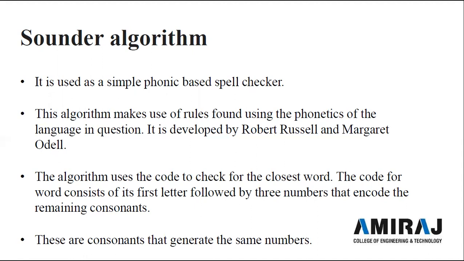The algorithm uses the code to check for the closest one. The code for the word consists of its first letter followed by three numbers that encode the remaining consonants.